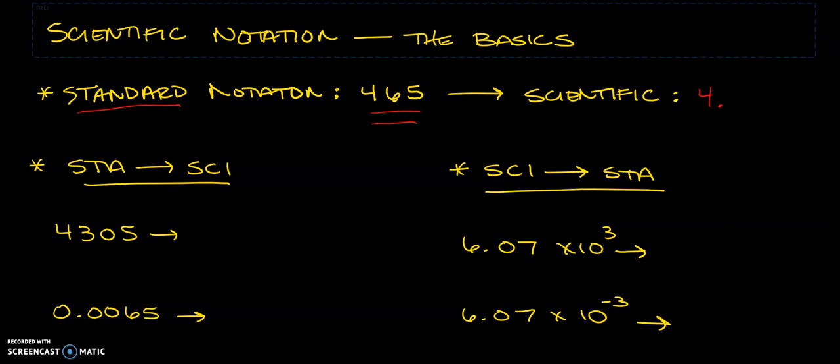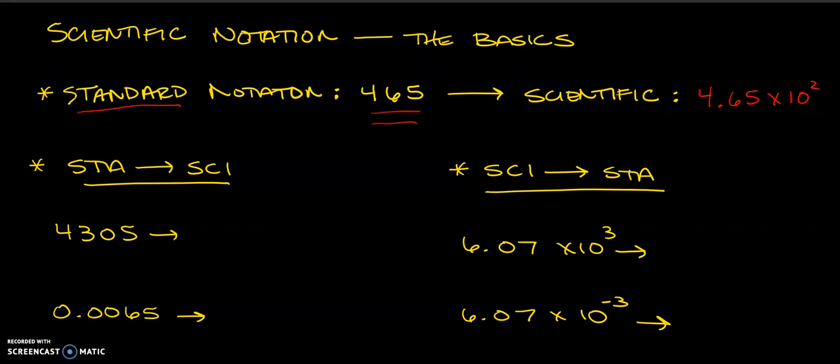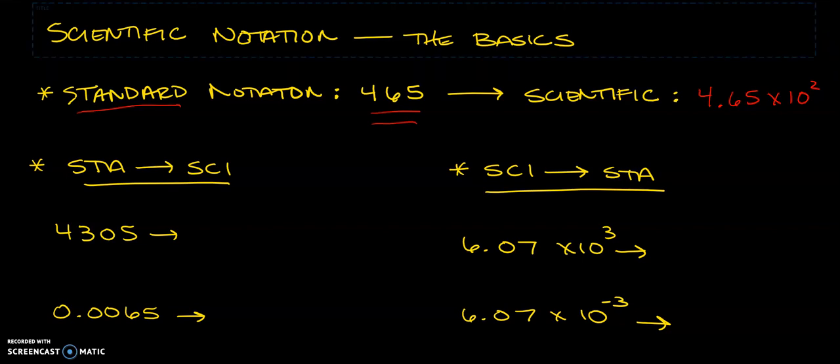Let me just show you, and then I'll back up and explain some of the rules. That's going to be 4.65 times 10 to the second power. And so the reason we would do this, let's just say this at the beginning. Scientific notation allows us to express extremely large numbers or extremely small numbers in a reasonable format. And 465 is not a large number. No one has a problem writing 465. But it's a convenient number to help us illustrate what we do with scientific notation.